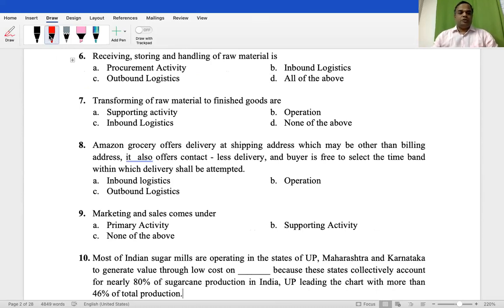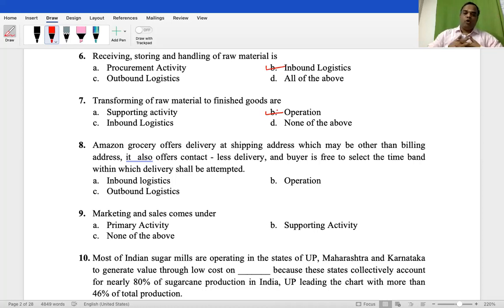Receiving, storing, and handling of raw material: procurement activity, inbound logistics, outbound logistics, all of the above. It comes under inbound logistics. Okay. Transforming of raw material into finished goods: supporting activity, operation, inbound logistics, none of the above. Operation. These questions are based on what? Primary and supporting activities.